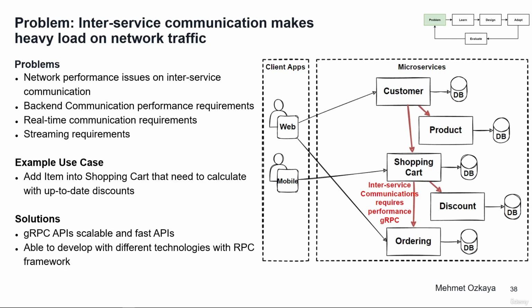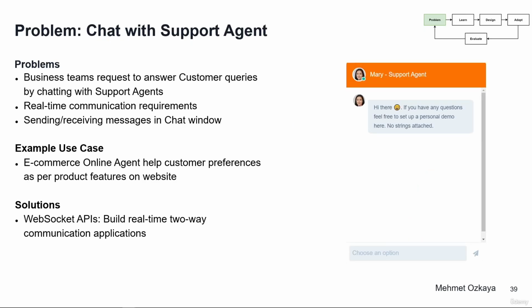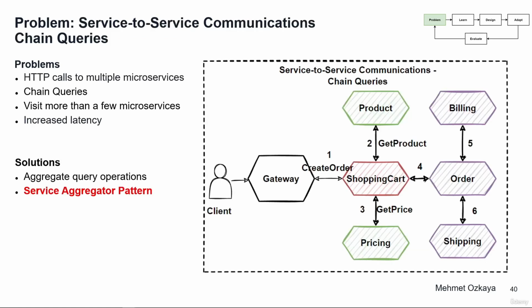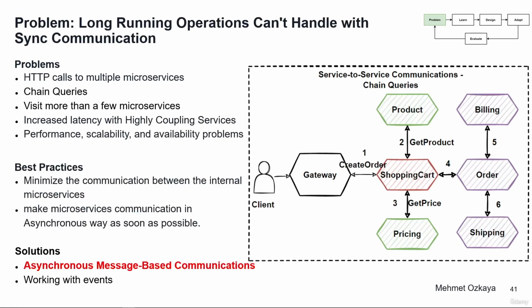Another problem is that inter-service communication puts heavy load on network traffic. To avoid this traffic, we can use gRPC technologies. Another problem comes from the business teams: they require chat with a support agent in our e-commerce application, and we solve this problem by using WebSocket APIs. Another problem you can see is service-to-service communication chain queries. To avoid this situation, we will use the service aggregator pattern. Another problem is that long-running operations can't be handled with synchronous communications. To solve this, we will use asynchronous message-based communications.